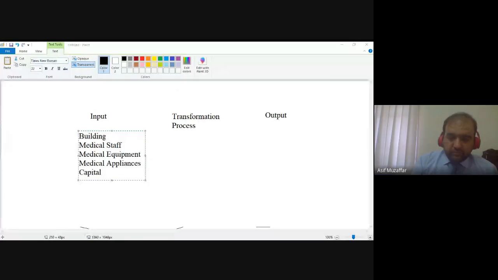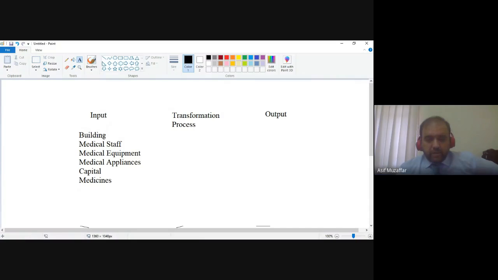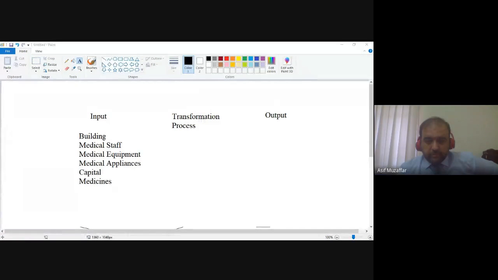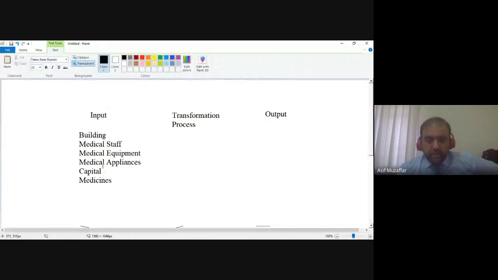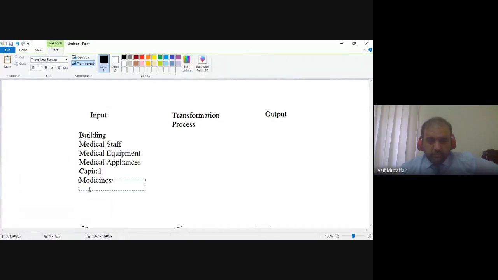What else? Rooms. Okay, building is like that. Doctors and nurses are medical staff. You can write doctor, nurses, or medical staff. Medicine. Yeah. Okay. It's good. It's okay now, I believe. Now I can start a business, start my hospital. Okay. So what about the output? What will be the output? And input, you also need people, right? Patients. If there are no patients, there is no input, right?